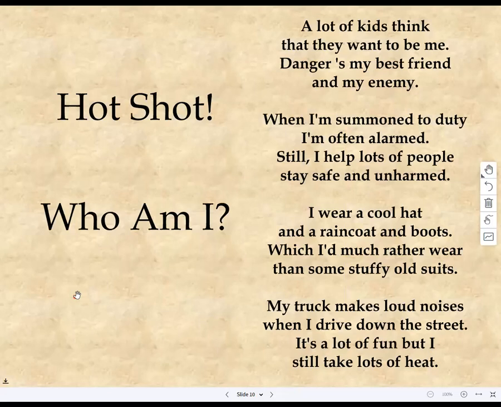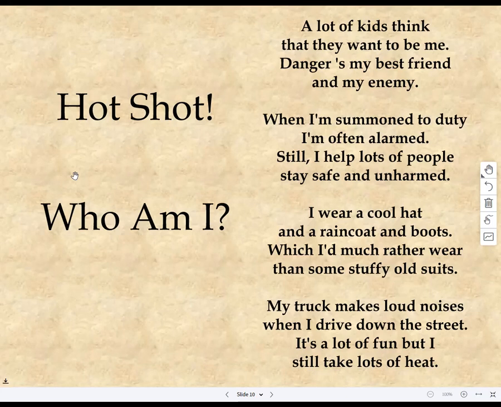Who am I? A lot of kids think that they want to be me. Danger is my best friend and my enemy. When I'm summoned to duty, I'm often alarmed. Still, I help lots of people stay safe and unharmed. I wear a cool hat and a raincoat and boots, which I'd much rather wear than some stuffy old suits. My truck makes loud noises when I drive down the street. It's a lot of fun, but I still take lots of heat. So, what is your best guess?